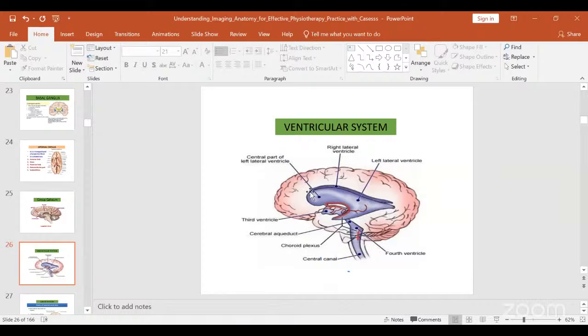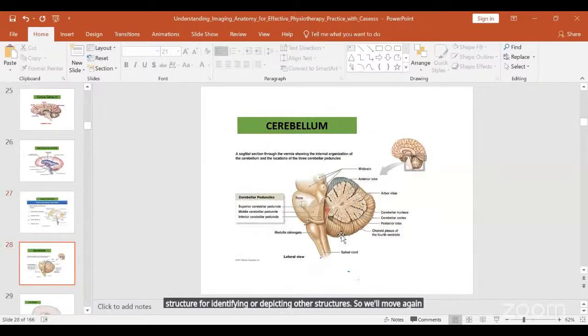Of course, if I'm at this level, I will not be thinking about the midbrain structure. If I'm seeing this third ventricle, I will not be thinking about the cerebellum. I will not be thinking about the pons. If I'm here, I will not be thinking of the central sulcus, or of primary somatosensory areas. Rather, I will be thinking about the pons, the midbrain, and so on and so forth. Are we together? Yes, sir. So this is why the ventricular structure is used as a landmark structure for identifying or depicting other structures. So move again. Parts of the ventricle, let's not bother ourselves. I know we know it.